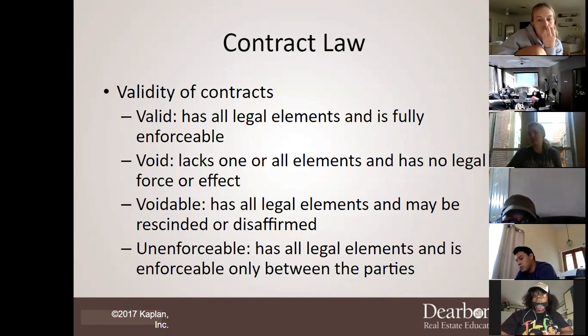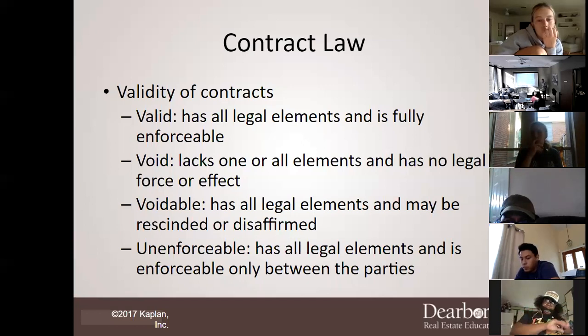Unenforceable: it has all the legal elements and is enforceable only between the parties. So it's not enforceable in a court of law, it's just enforceable between the two parties of the bilateral contract. Make sense? All right.